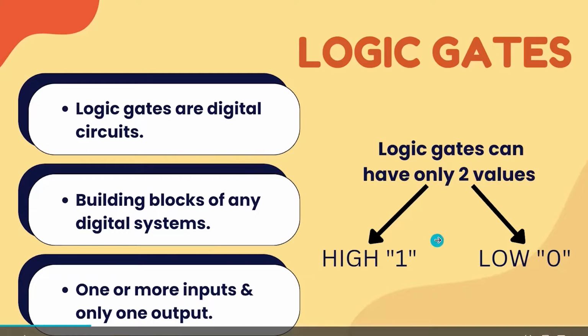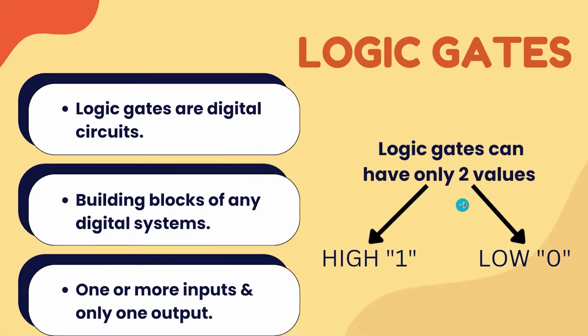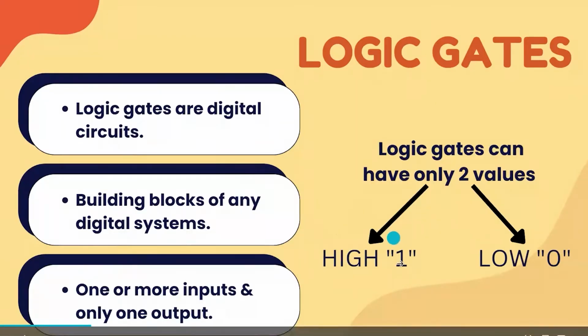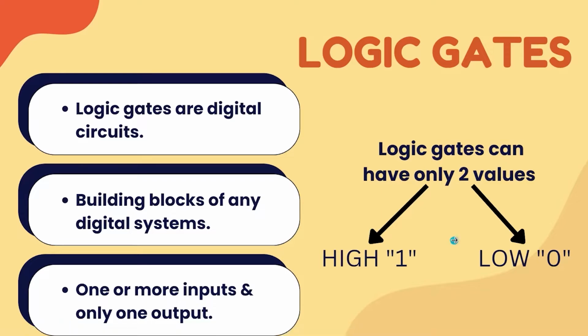Now the inputs and outputs of these logic gates can have only two values: the logic 1 or high value, and the logic low or 0 value. These values represent the value level of the circuit system.